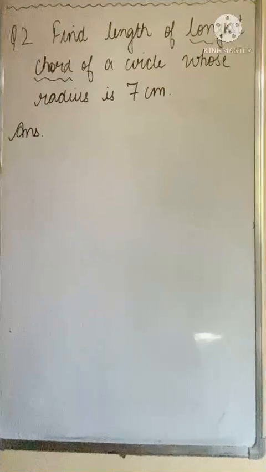Good morning everyone. Today we are going to start with exercise 4.2 of chapter number 4. The first question is, find the length of the longest chord of a circle whose radius is 7 cm. So here the radius of the circle is given to us and we need to find the length of the longest chord. So first of all, let's try to understand what is a chord of the circle.